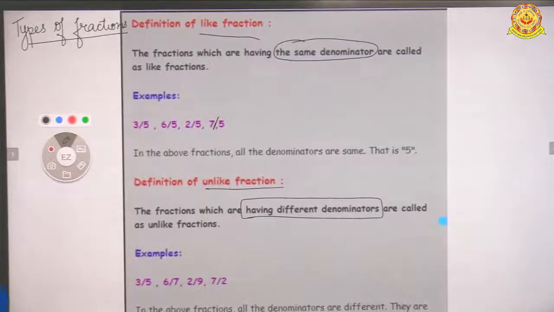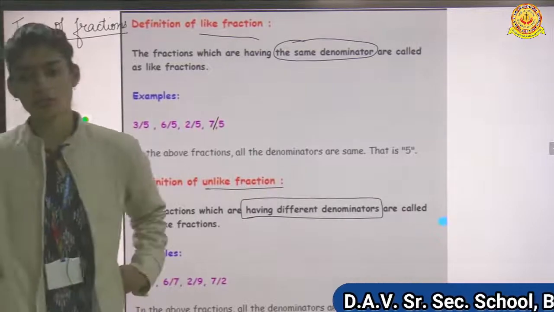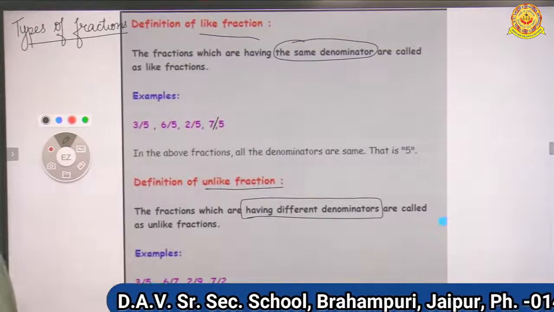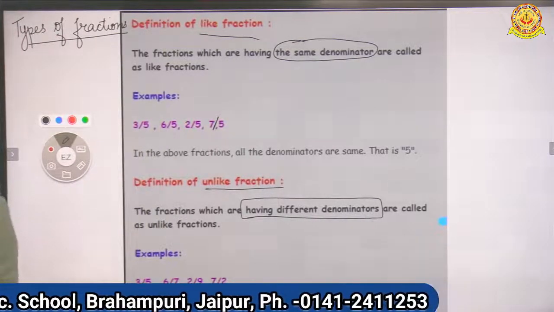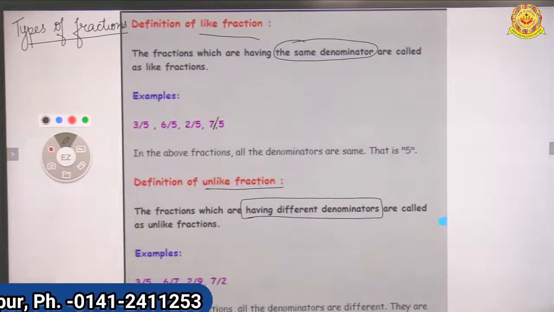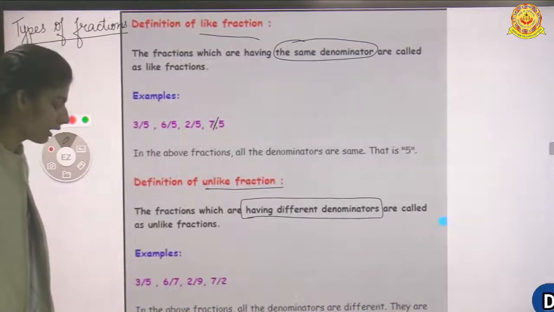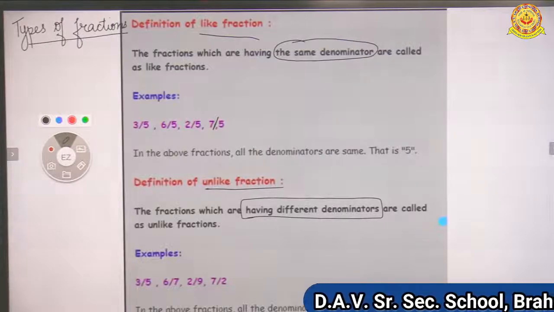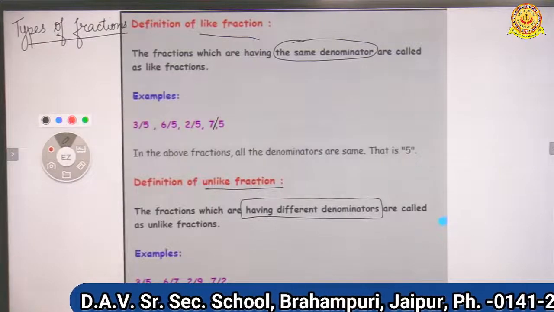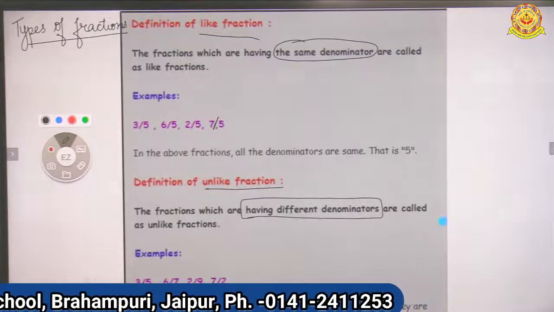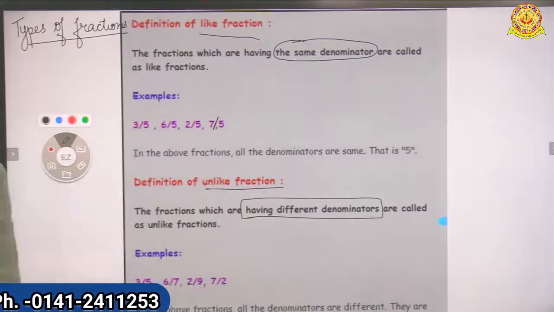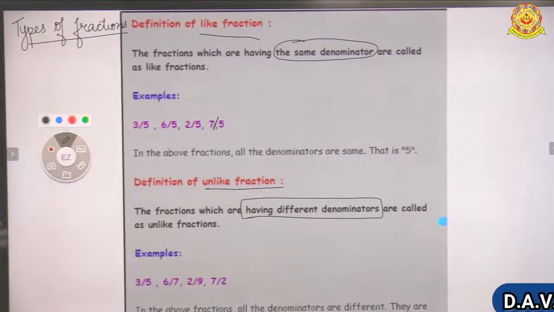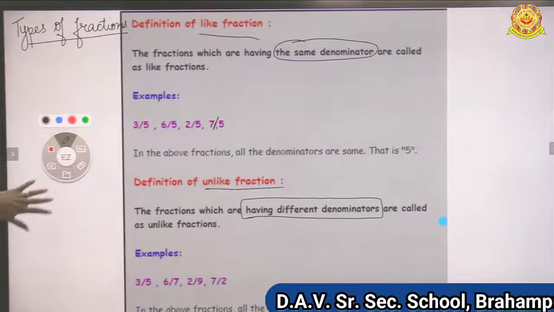Like 3 upon 5, 6 upon 7, 2 upon 9, 7 upon 2. In all these 4 fractions, we can see that the denominators are 5, 7, 9 and 2, and all of these are totally different denominators. This means the fractions are unlike fractions. Okay, 2 parts we have done.